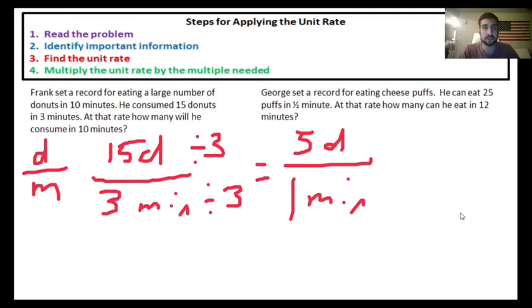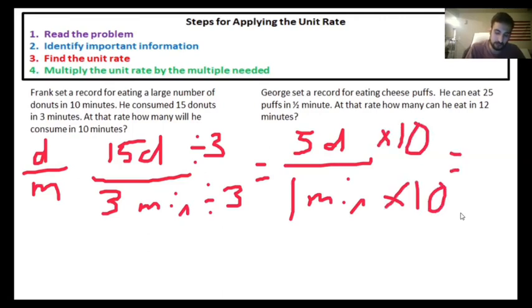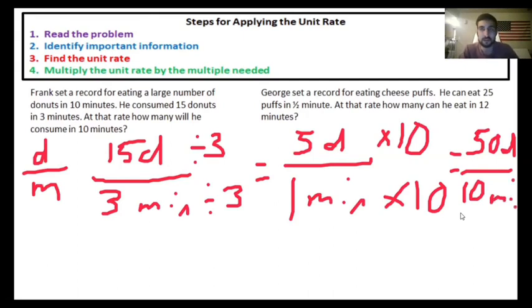Now we need to actually apply the unit rate. We want 10 minutes, but we currently have 1. In order to get 1 up to 10, we're going to multiply by 10. So we're multiplying by the amount we actually want. 5 times 10 is 50 donuts per 10 minutes. So you could eat 50 donuts in 10 minutes. Go ahead and write this down and then pause your video, and you're going to work on the one on the right for me.